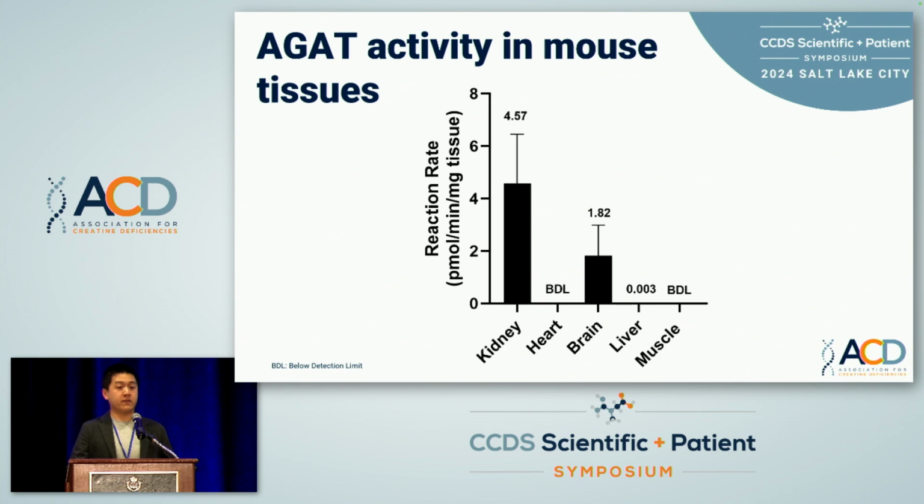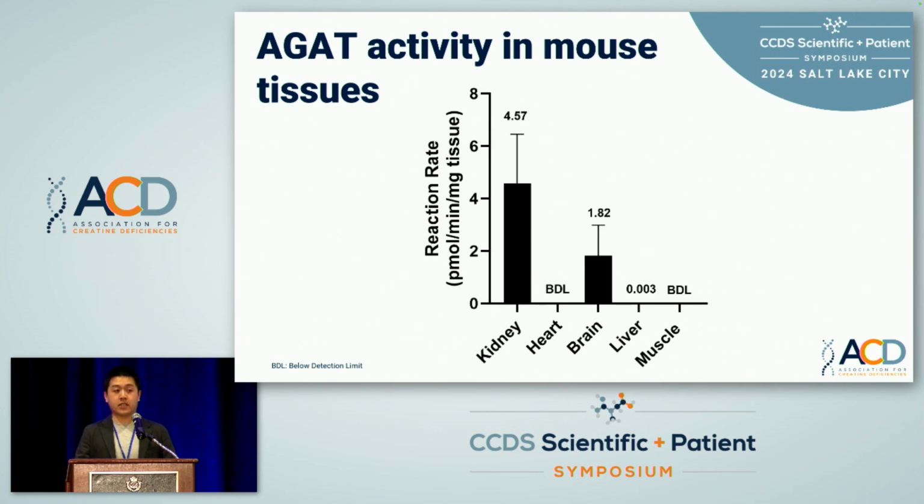So moving forward, now that we've done all of this optimization testing, we next want to look at AGAT activity in mouse tissues. Specifically, we looked at AGAT activity in the mouse kidney, heart, brain, liver, and muscle. And we can see in the data here that we have the highest amount of AGAT activity in the kidney, followed by the brain and liver, with the heart and muscle having AGAT activity that is below our limit of detection.